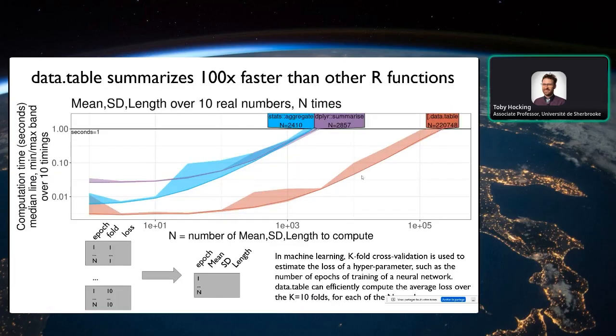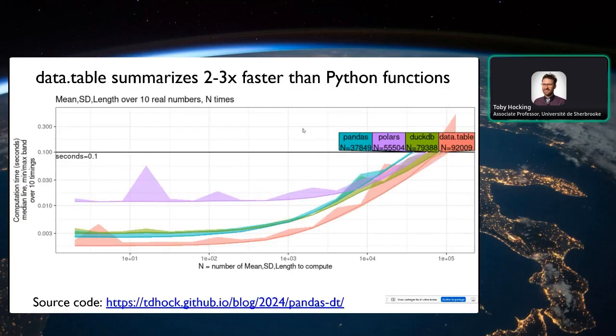If we consider another operation like summarization, I do a lot of summarizations in machine learning research. Here I compare how fast data.table can compute the mean, the SD, and the length a certain number of times over every 10 numbers. We see that data.table is actually 100 times faster for this computation than the stats and dplyr packages in R. If you do the same computation using Python functions like pandas, polars, or DuckDB, you also see that data.table is a little bit faster, 2 to 3 times faster than these competitors.